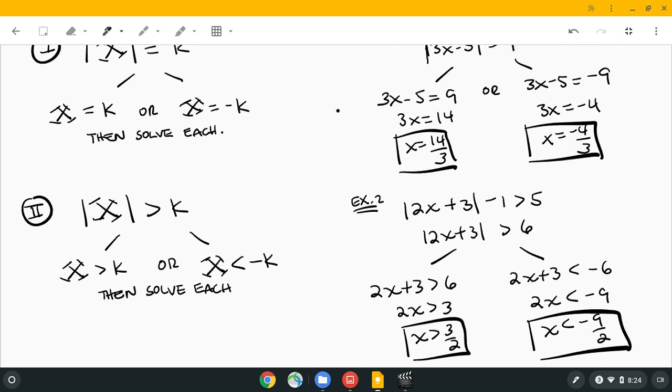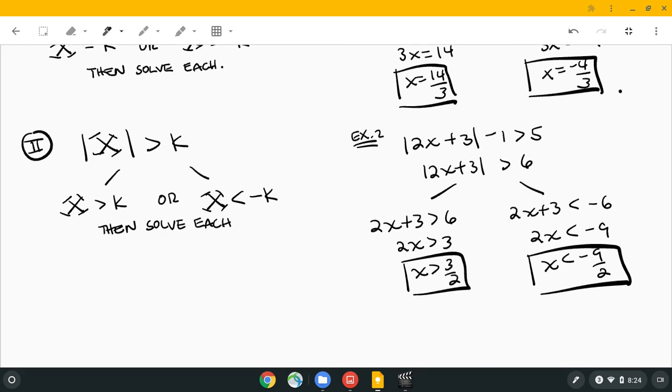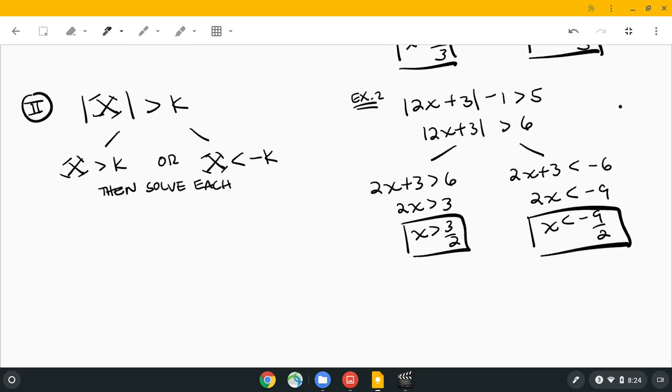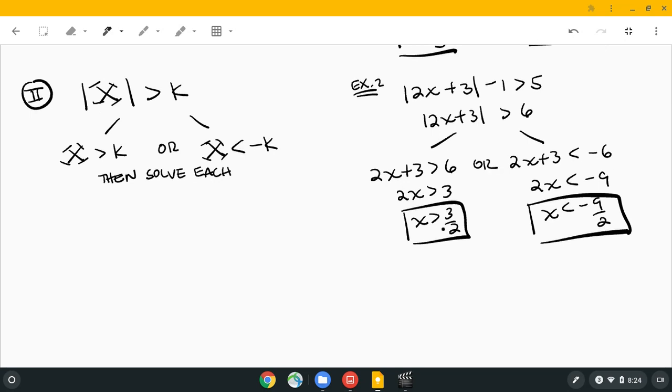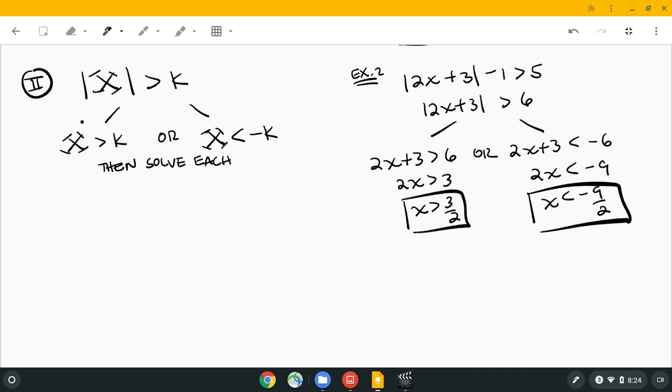So far, when you have equals, you set inside the absolute value equal to 9 or equal to -9. Okay? And then here, we have 2x plus 3 is greater than 6, or 2x plus 3 is less than -6. So we have x is greater than 3 halves, and x is less than -9 halves. So you set one greater than 6, and then you set the other one less than. You have to switch this to -6. Okay?